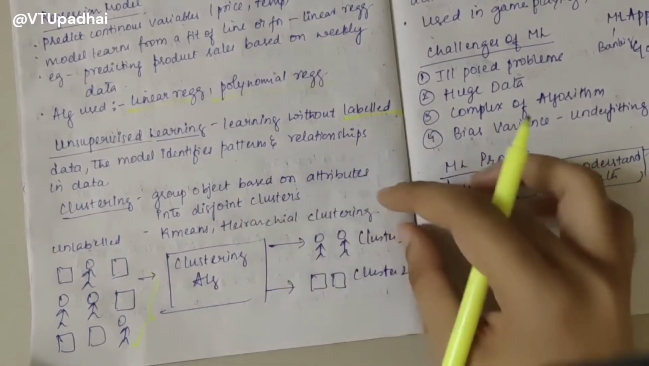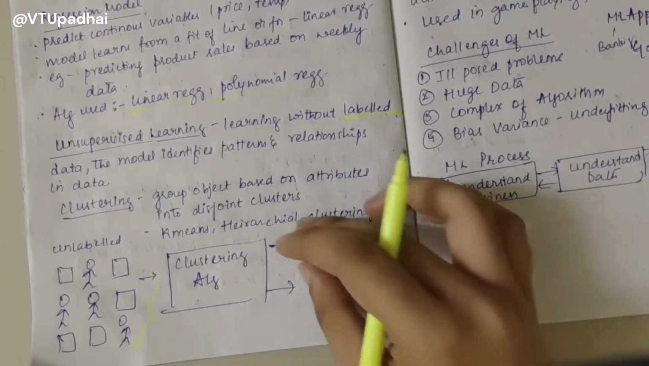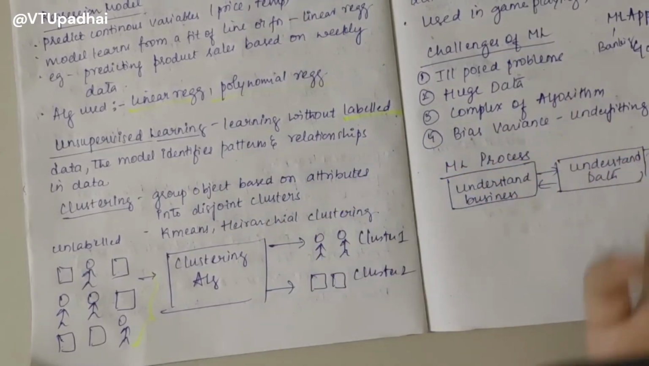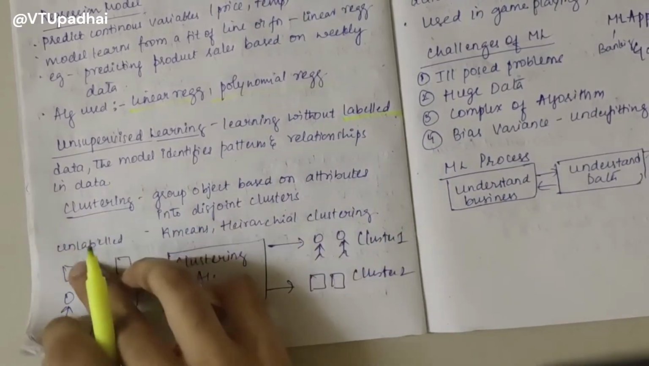That is one which has humans, that is similarities match here, and then on this side we have clusters where all the boxes are kept. So this was about clustering.